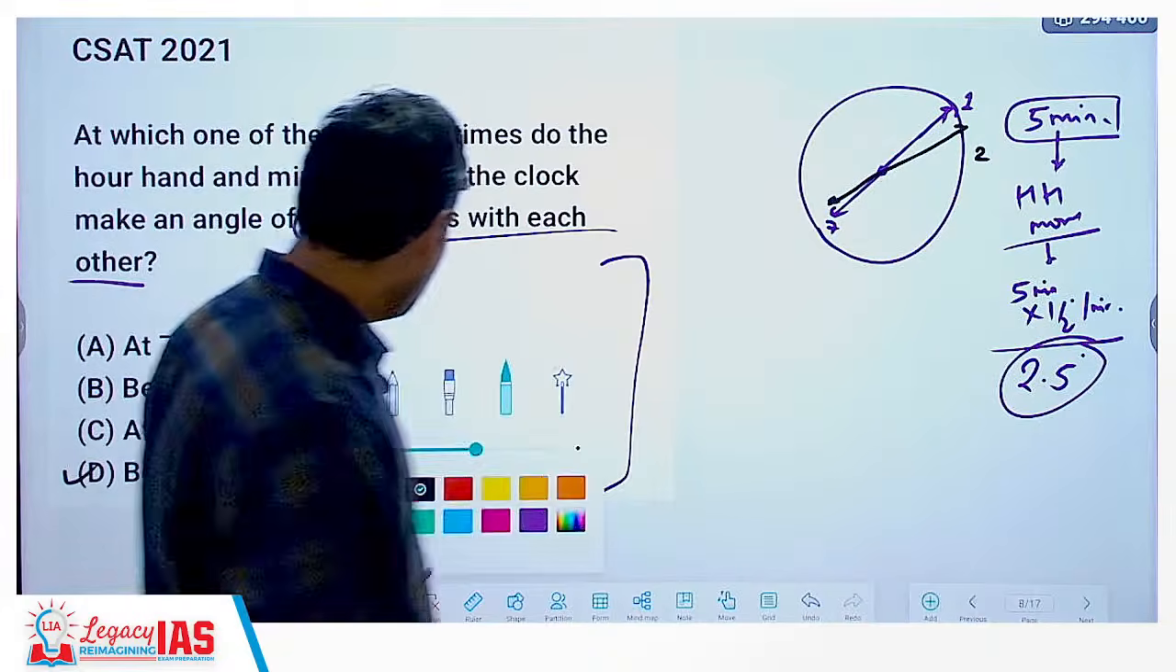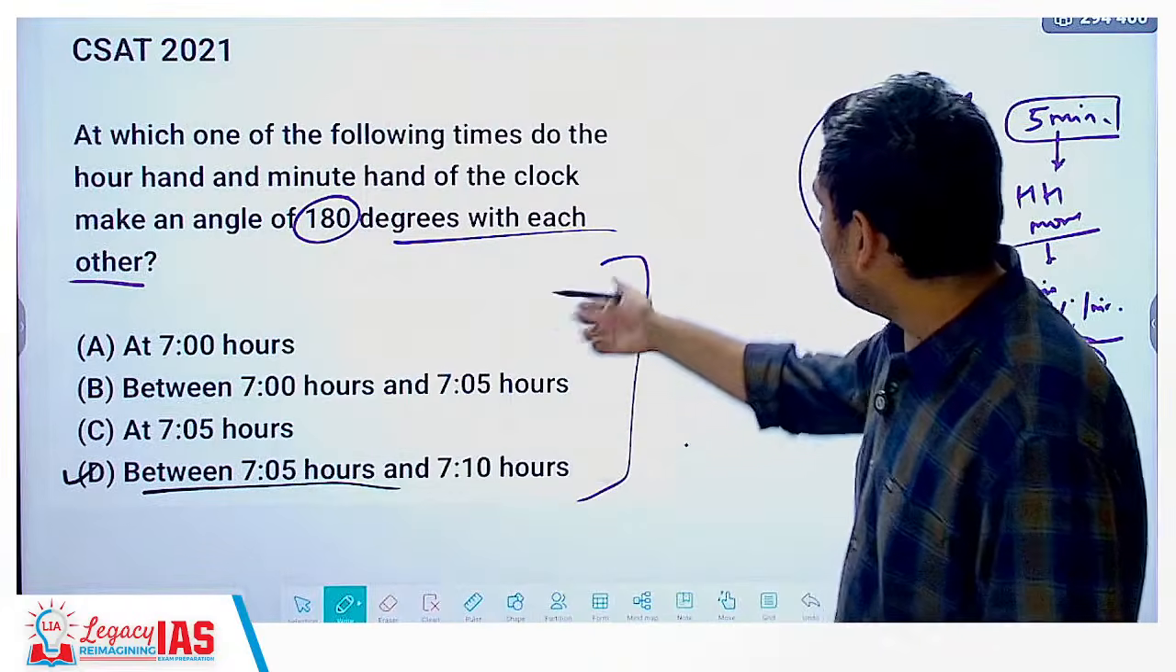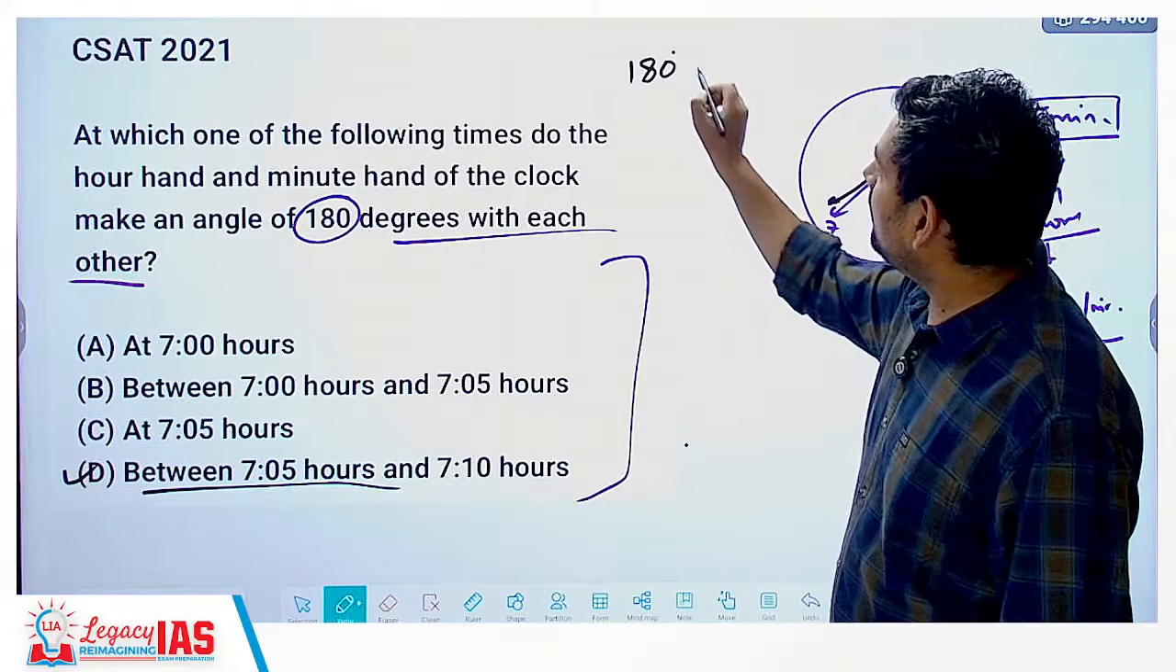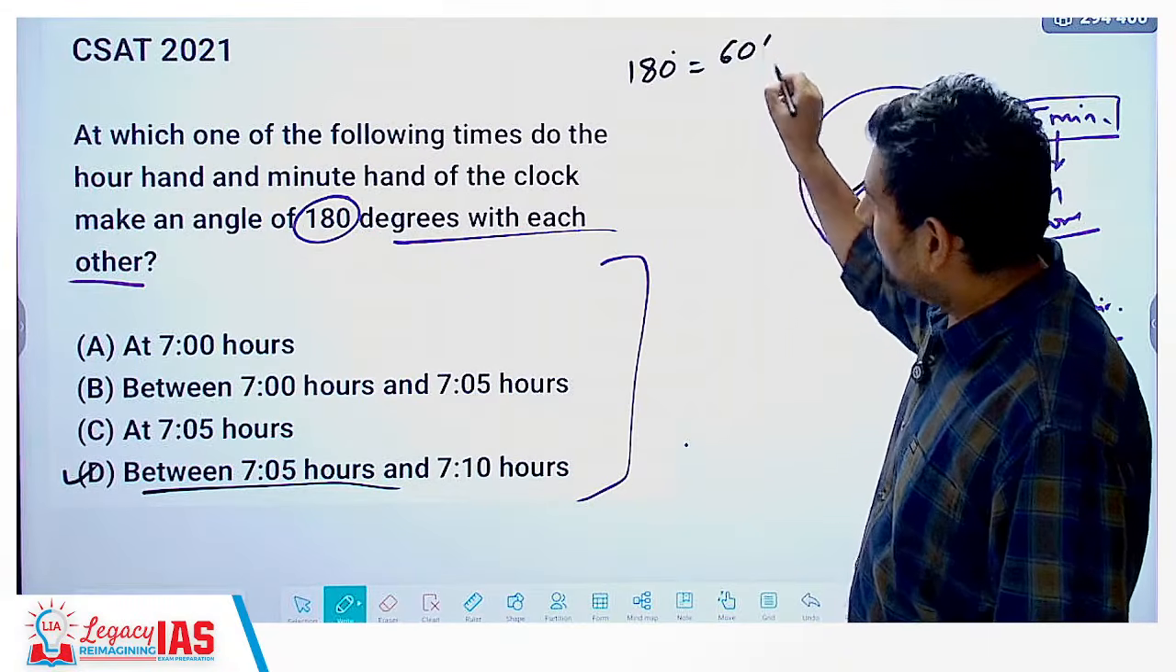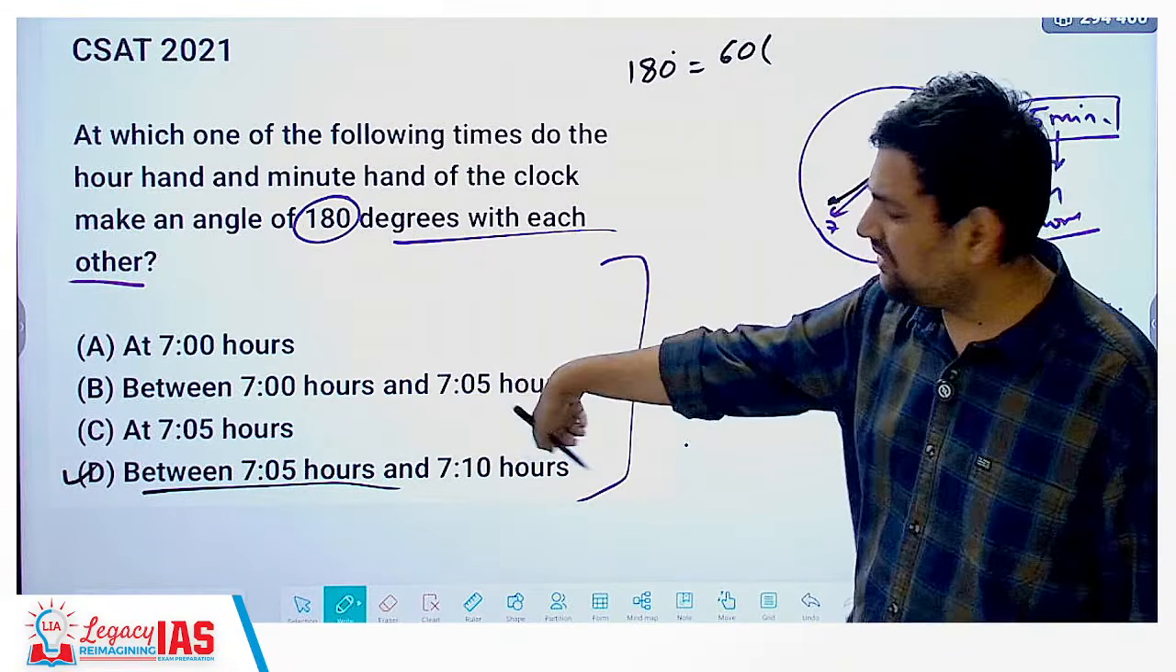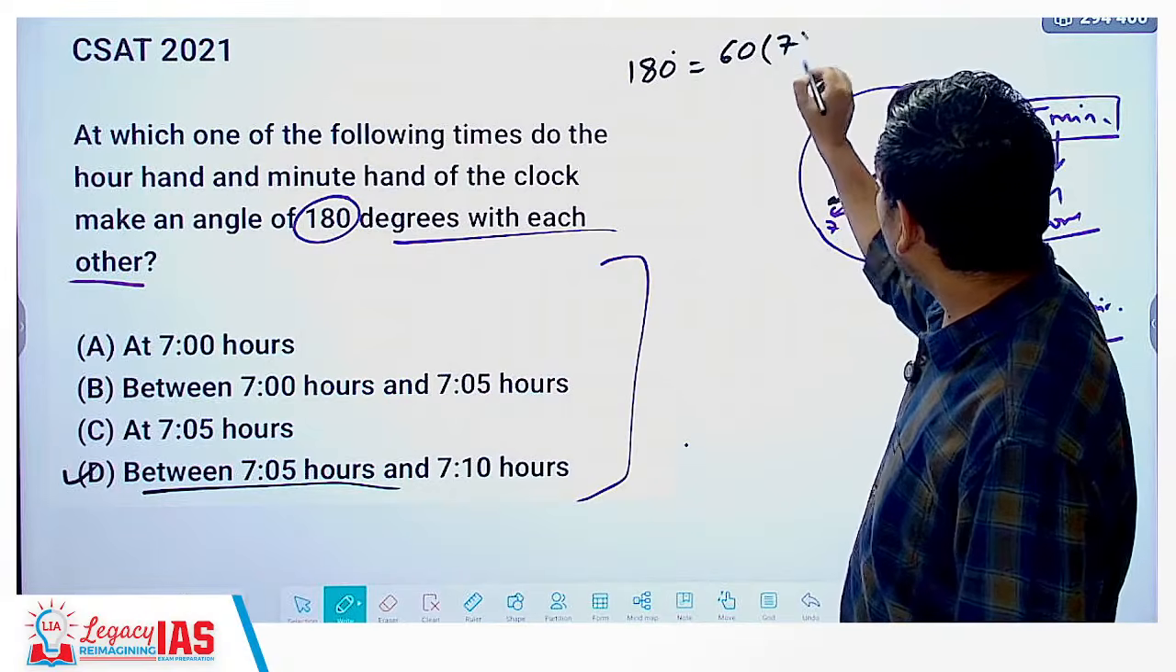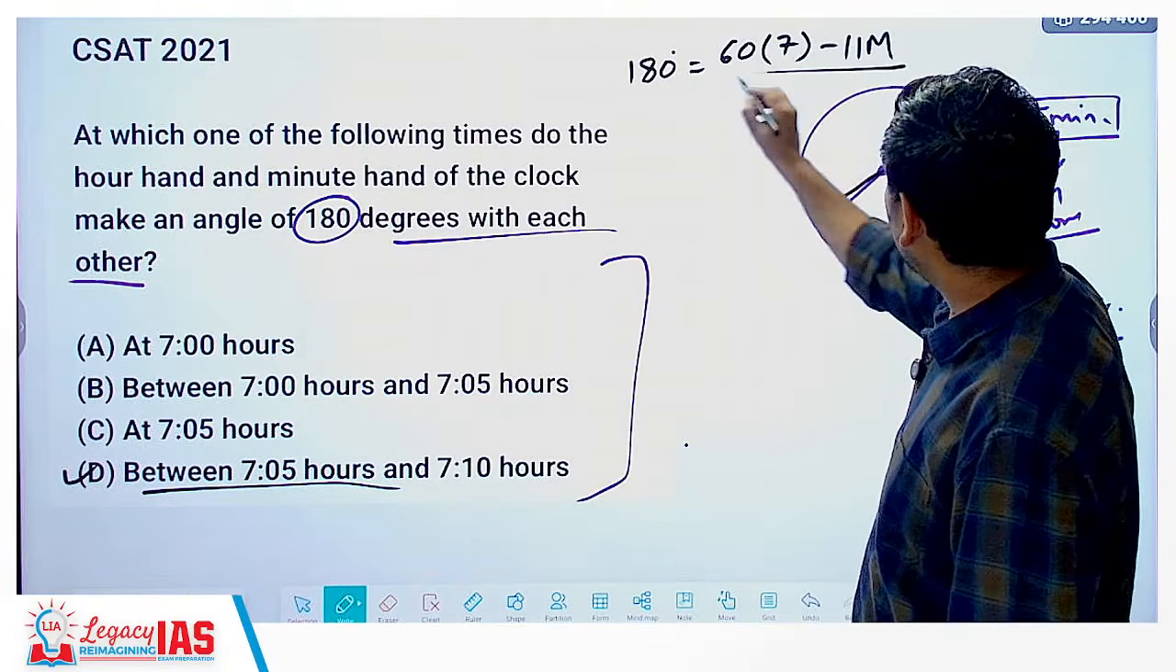If you don't want to do all this, you like calculation in life, then what you can do, you can simply put 180 here is equal to 60 in place of h. You can put 7 hours something something. So 7 minutes you don't know, so minus 11m by 2.